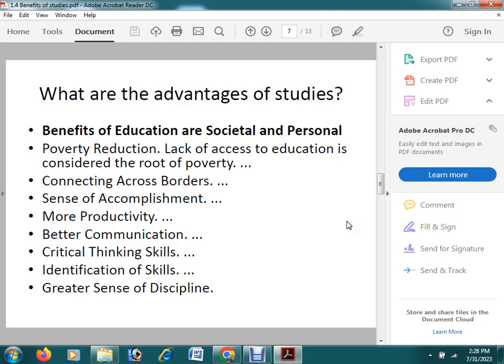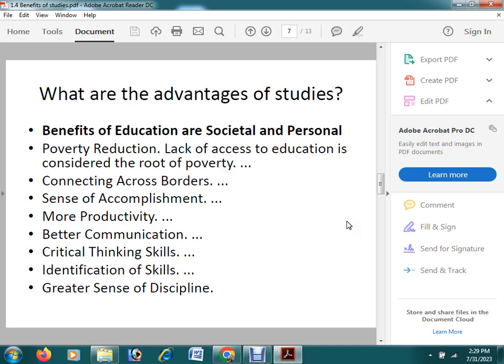There are some advantages of studies, some pinpoints. What are the advantages of studies? The benefits of a study, the highlighted portion, are societal and personal. If we study a book, the knowledge of that book will make you a social person, a social human being, and it will help you to develop your personal skill. What is your personal skill?